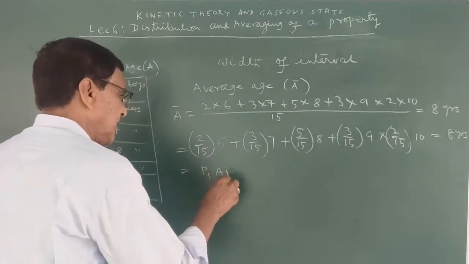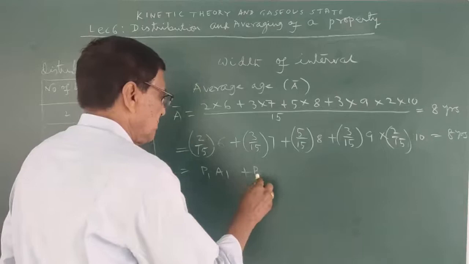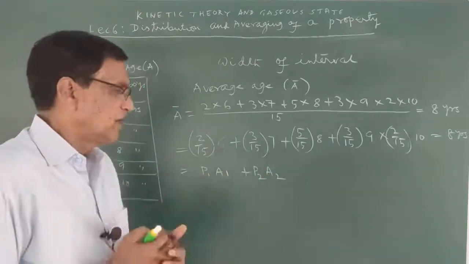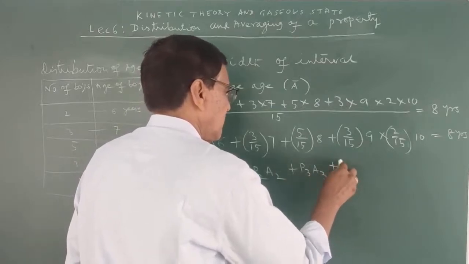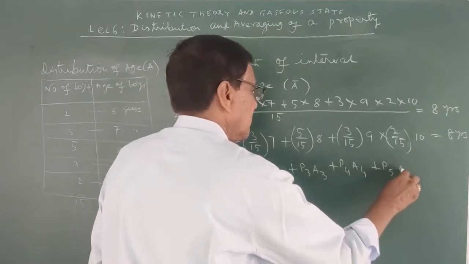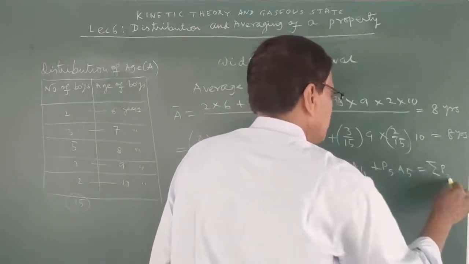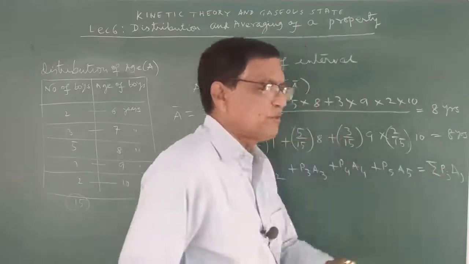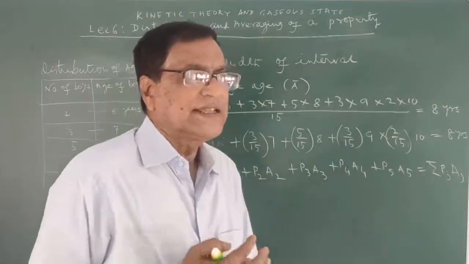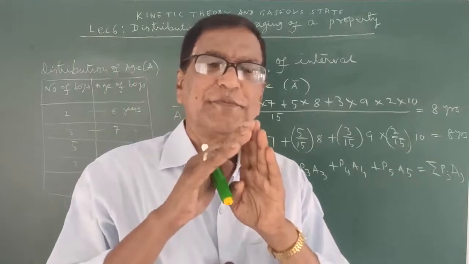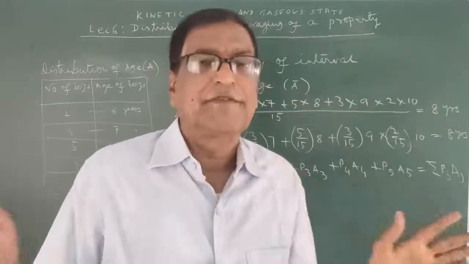So you can write P1 and A1. P1 is the probability of a boy to have this age A1, and this one is called P2 and A2. P2 is the probability of a boy to have this age A2, plus P3 A3 plus P4 A4 plus P5 A5, and you can write the summation of Pi and Ai, where Pi is the probability of a boy to have this age Ai. This calculation we would like to make in a general way.